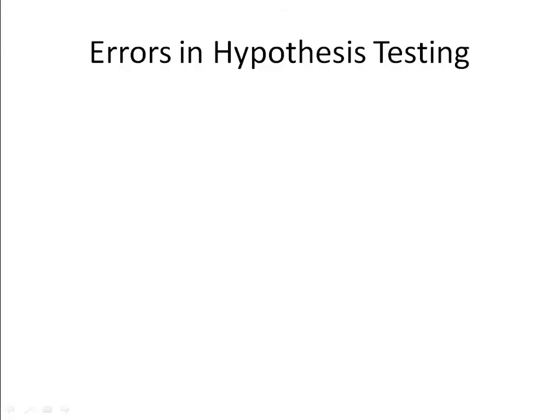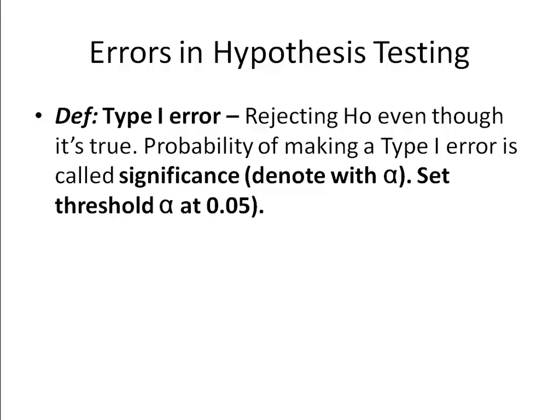So this then leads us into the idea of errors in hypothesis testing, and more definitions, unfortunately, before we get to examples. And the first definition is what's called type 1 error. And it's the idea that you would reject the null hypothesis even though it's true. And the probability of making a type 1 error is called significance, and it's generally denoted with alpha. And so this threshold alpha is generally set at 0.05.